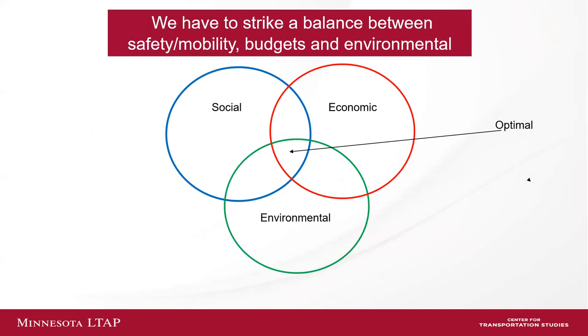So we're really trying to strike a balance. We have to take into account safety and mobility. So that's the social portion of it. We have that economic portion. We have to work within a budget, and the chemicals we use are expensive. And also we have to balance the environmental impacts of our chemical applications. So what we're trying to achieve is this little area right here. That is the optimal area where we have a good balance between safety and mobility, budgets, and environmental protection.